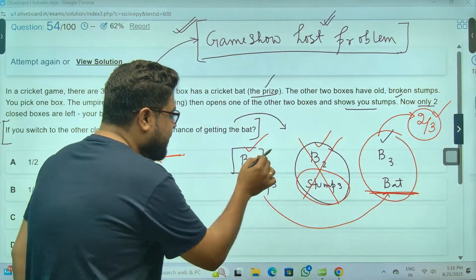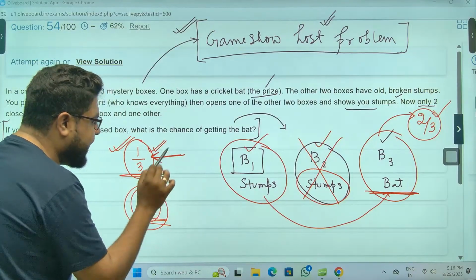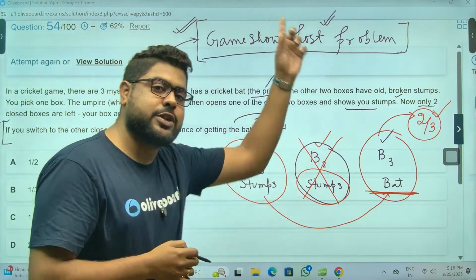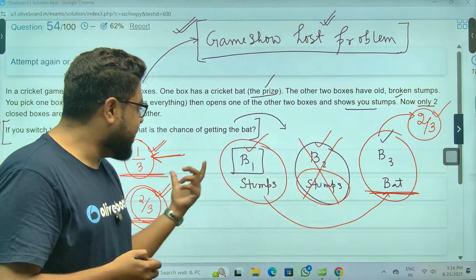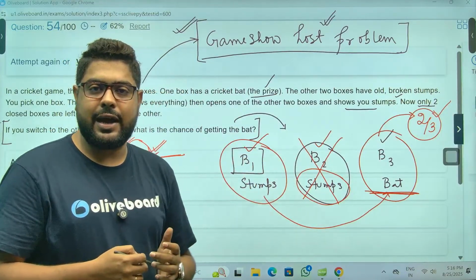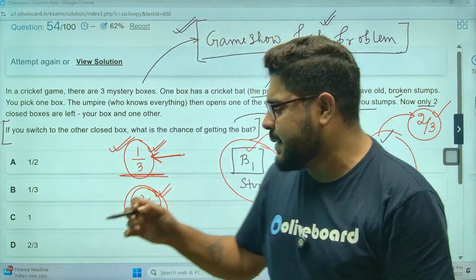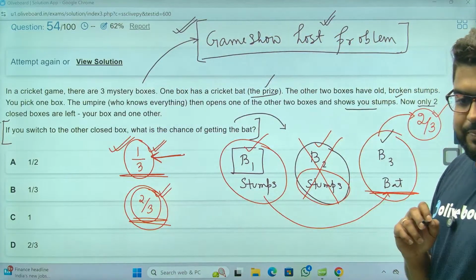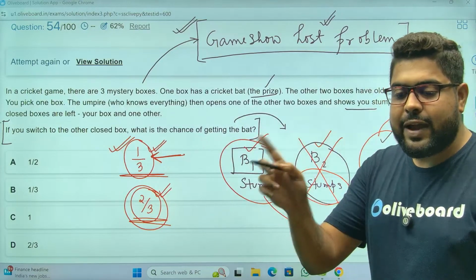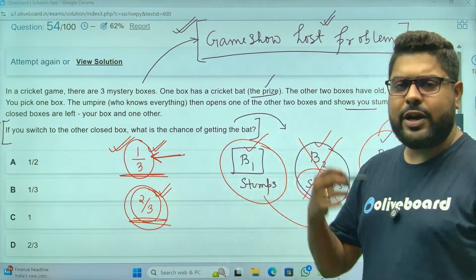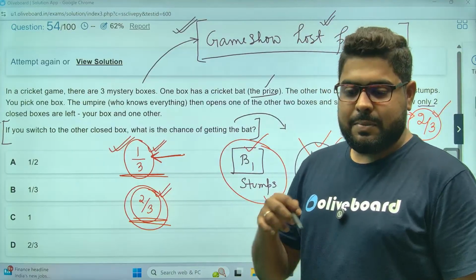Whereas the probability that this box has the bat has always remained 1/3, because I had chosen when all three boxes were closed. Once the umpire showed me that the second box had stumps, the whole game changed. This is called a change in probability. If you go a little deeper into probability, you will understand this more clearly.